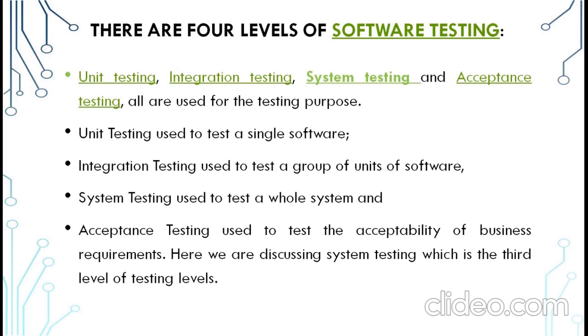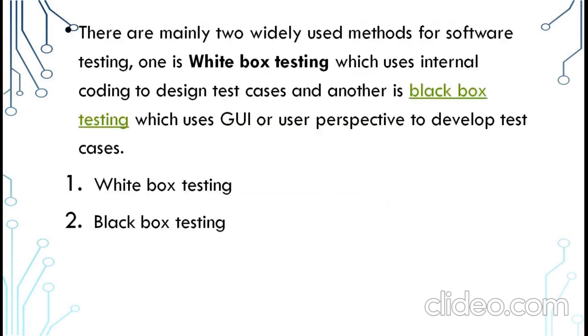Acceptance testing is used to test the acceptability of business requirements. The acceptance test is nothing but checking whether we are meeting all the requirements, whether all the furnished requirements of the business are accepted in the system or not. So we are testing the acceptability of the business requirements or user requirements in acceptance testing. These are the four levels of software testing.